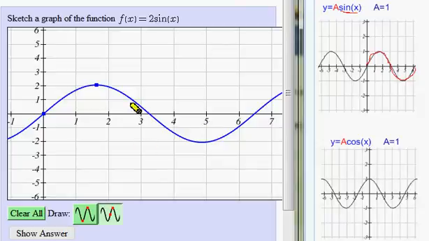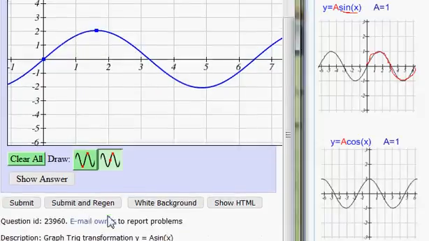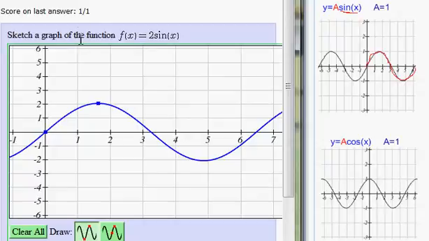That's basically it. If I was to submit my answer now into Math AS, notice I get 1 out of 1.